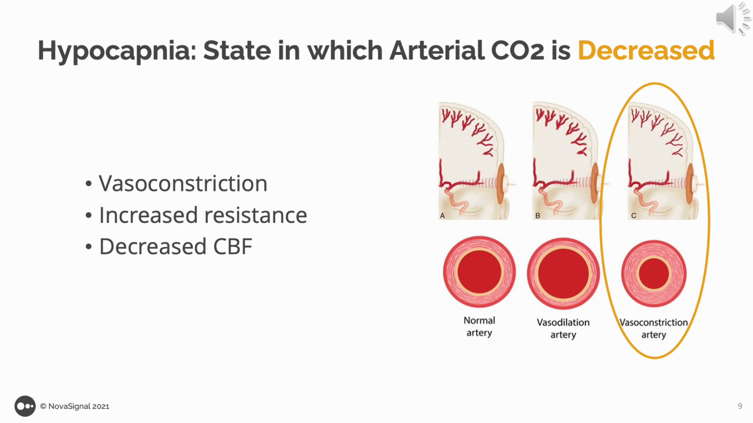Our final response is hypocapnia. Hypocapnia is a state in which arterial CO2 is decreased. We expect to see vasoconstriction and increased resistance, which leads to a decrease in cerebral blood flow velocities. The image circled is displaying a hypocapnia response, which you can see has a thicker vessel wall when compared to the previous two responses.